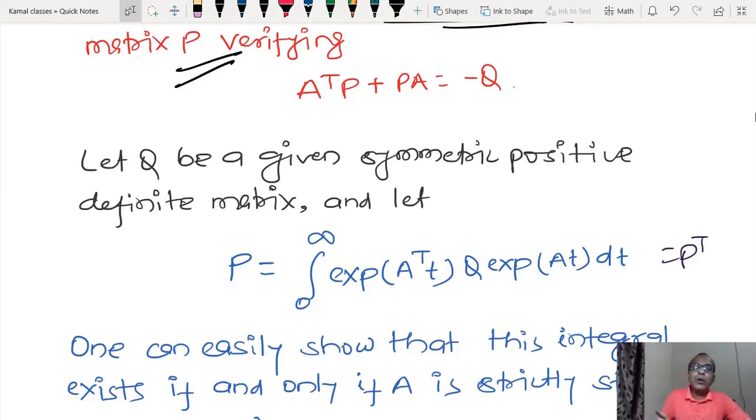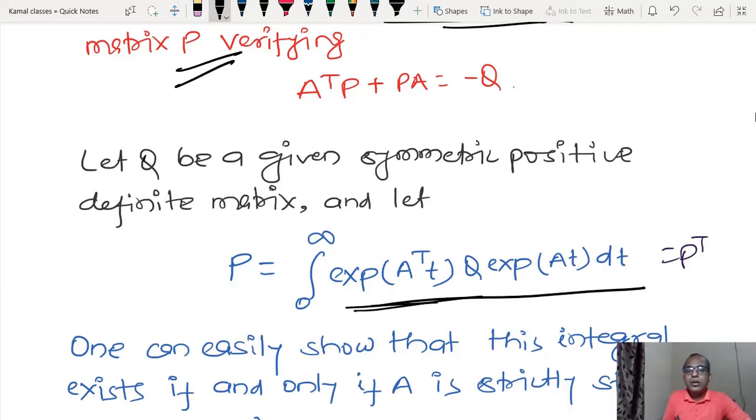So if I have some matrix Q, and since A is Hurwitz, I am going to construct matrix P as this. You can see that this is a very wide case, not a simple case. And what is the main motivation? The main motivation is that if A is Hurwitz, then the exponential function is going to decrease.